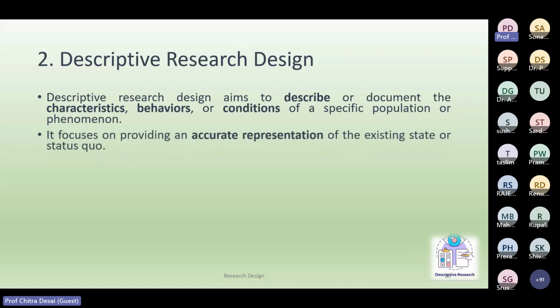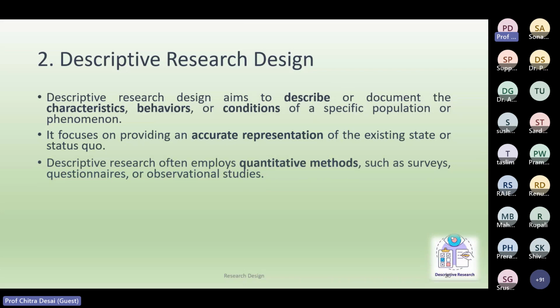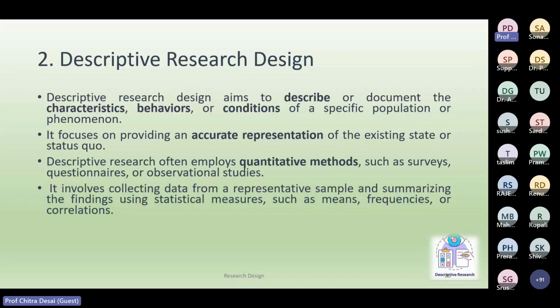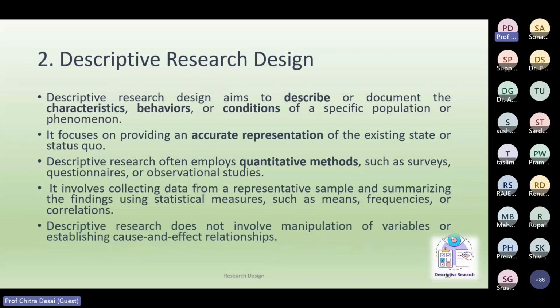It focuses on providing an accurate representation of the existing state or the status quo. It employs quantitative methods such as surveys, questionnaires, and observational studies, and it involves collecting data from representative samples and summarizing the findings using statistical measures such as mean, frequency, or correlations. And descriptive research does not involve manipulation of variables or establishing cause and effect relationship. So we have to be very clear that when we say descriptive research design, it is not going to involve any manipulation of variables or establishing cause and effect relationship.